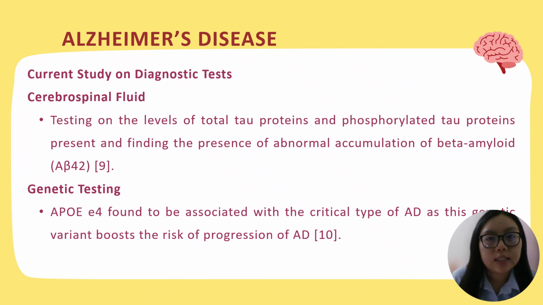For example, cerebrospinal fluid is used to test the levels of total tau proteins and phosphorylated tau proteins and to find the presence of abnormal accumulations of amyloid beta. While the apolipoprotein E gene is used for genetic testing. Apolipoprotein E is a variant found to be associated with the critical type of Alzheimer's disease, as this genetic variant boosts the risk of progression of Alzheimer's disease.